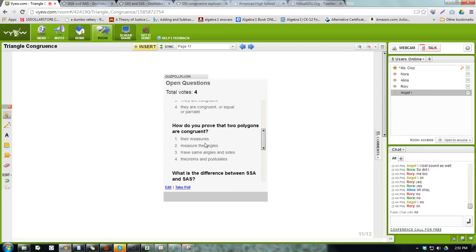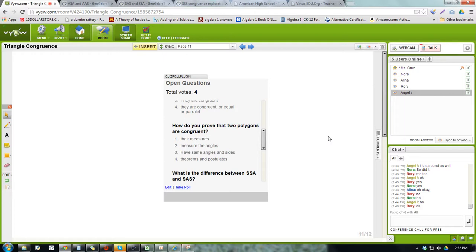All right, I would say that some answers are partially correct and some are fully correct. One of them we said they're measures. While that's true, I think it needs to be more specific. What do you mean about their measures? Are we saying the measures are congruent? Are we saying that they're different? It's not clear to somebody who doesn't know what you're talking about.